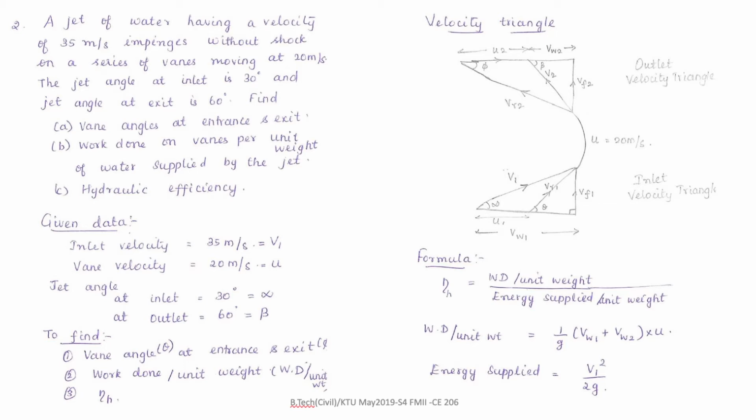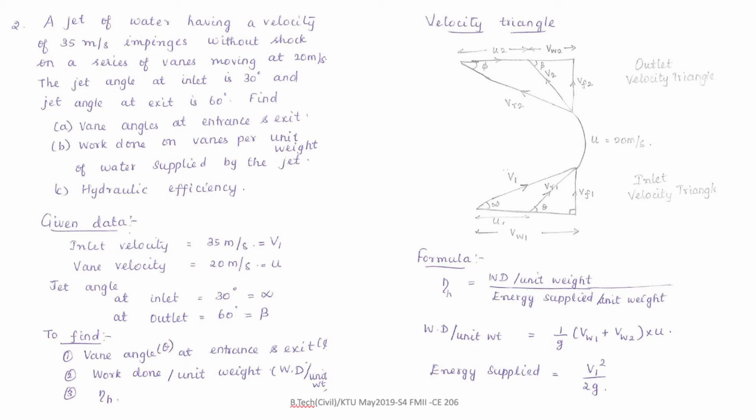So you are having water which is coming with the velocity of 35 meter per second. It is striking on a vane. The vane is also moving at 20 meter per second. They have given the angle at which the water is striking the vane, that is your inlet angle, 30 degree. And the water which is going out at an angle, they have also given that outlet angle is 60 degree. What you have to find is the vane angle at inlet and outlet, the work done, and finally the efficiency.